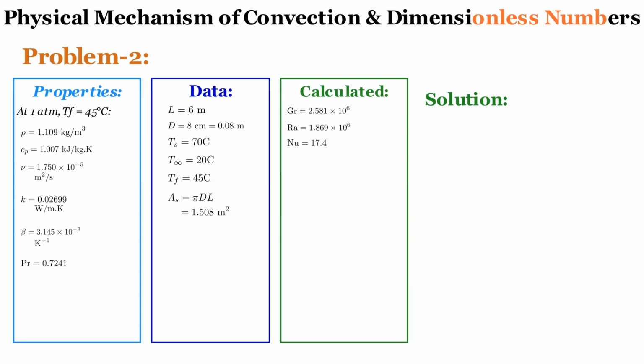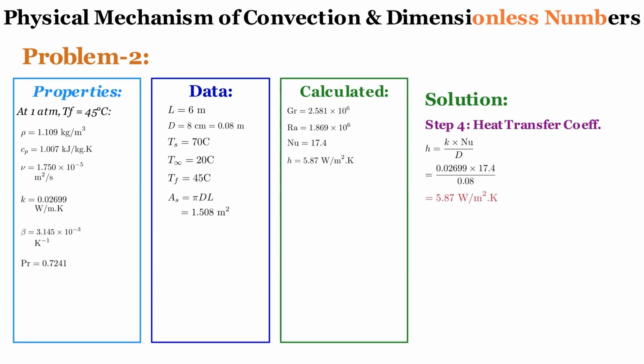Notice that? Step 4. Let's find the heat transfer coefficient, h. Almost there, class. Using Newton's law of cooling, h equals k times Nusselt divided by D. Substituting 0.0299 times 17.4 divided by 0.08, we get h equals 5.87 watts per square meter Kelvin.